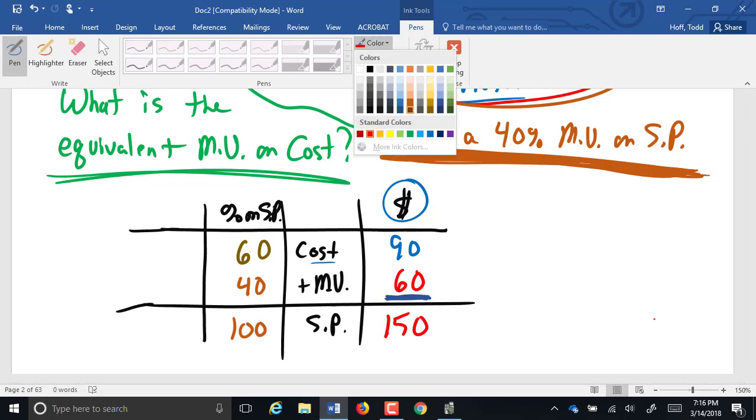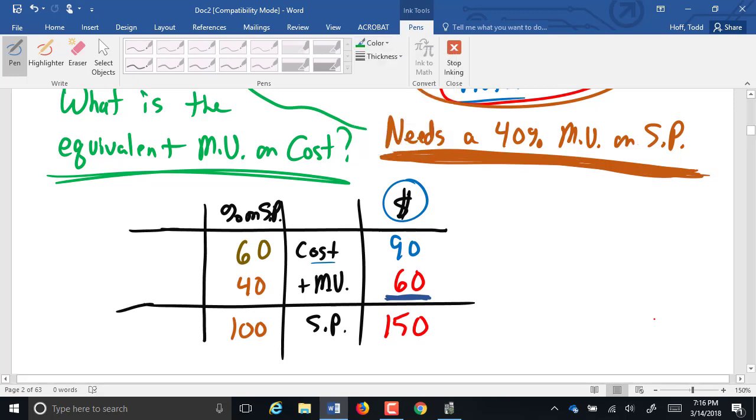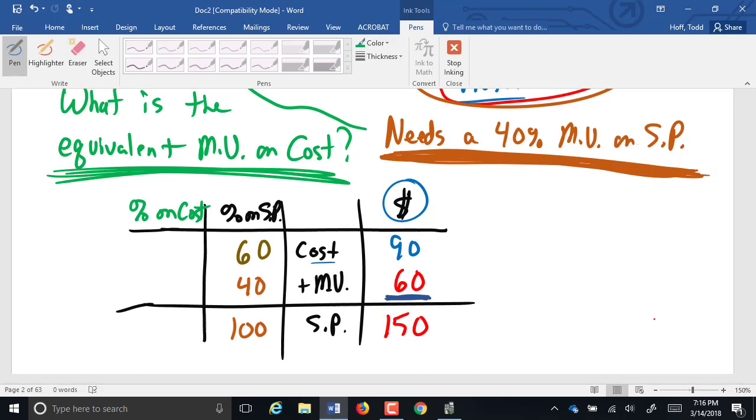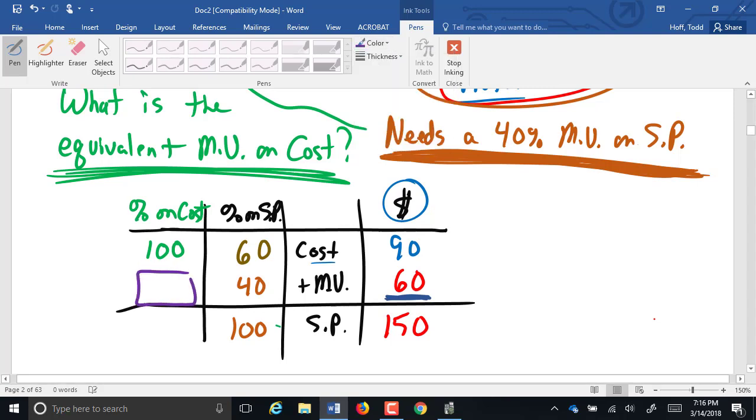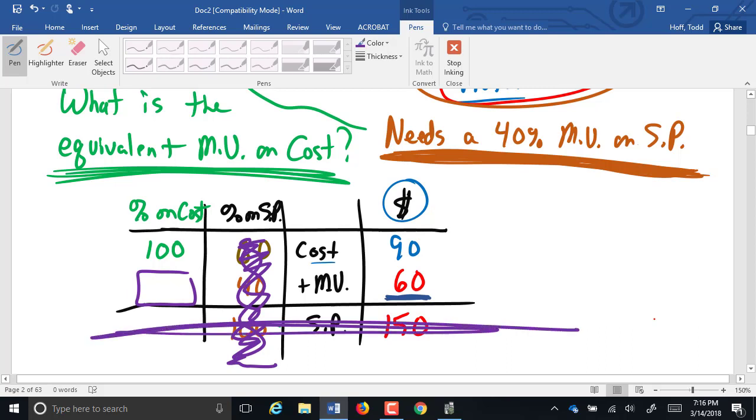Well, the first column we have over here is going to be our percent markup on cost. Now, if we're converting that to an equivalent markup on cost, where would the 100% go if we're dealing with a markup on cost? On the cost, right? And what we're concerned with finding is the percent markup here. So now I can ignore this column completely for now. I can ignore the bottom row too right now.